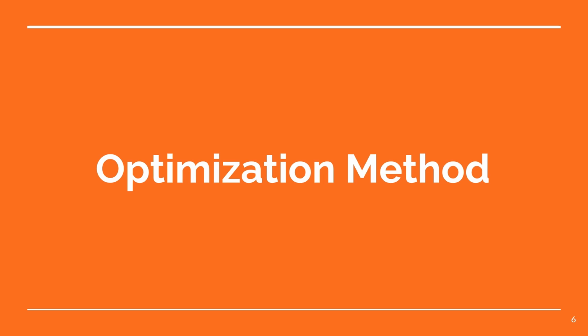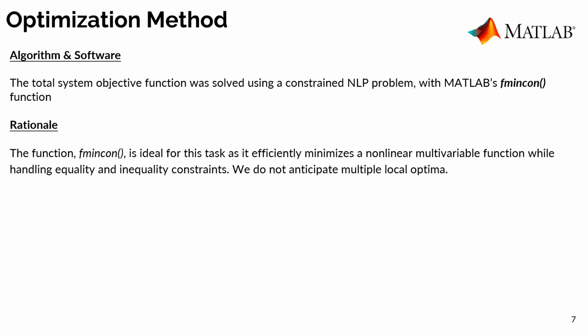For this, we are using an optimization. Our optimization method will be using MATLAB, and in MATLAB, we'll be using a constrained nonlinear programming problem using MATLAB's fmincon section. This function was selected because it's ideal for the task, as it efficiently minimizes a nonlinear multivariable function while handling equality and inequality constraints.